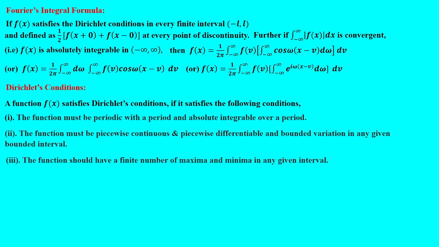First one, f of x is equal to 1 by 2 pi integral minus infinite to plus infinite f of v integral minus infinite to plus infinite cos omega (x minus v) d omega dv. Second one, we are just splitting the integral: first d omega, then f of v cos omega (x minus v) dv. We split the integral and the integrand, separating omega and v. Then the last one, we converted cos in terms of e power, e power i omega (x minus v) d omega. So three forms of Fourier's integral formula.